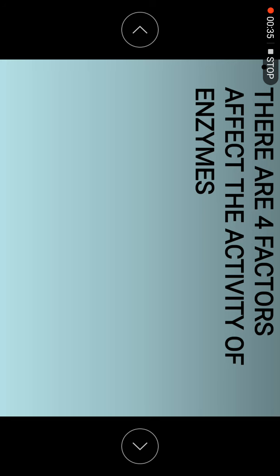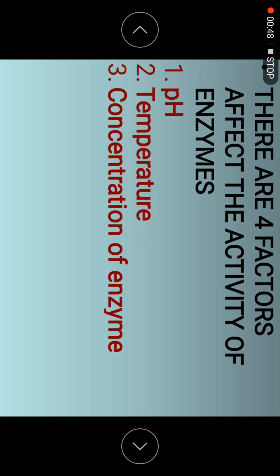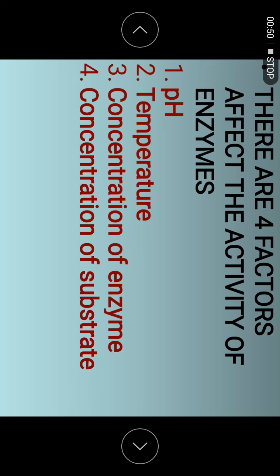So when you can speed up a reaction, that means there are certain factors that will affect the rate of reaction of the enzyme. We will see one by one here. There are four factors: the pH, the temperature, the concentration of enzyme, and also the concentration of the substrate. So there are four factors here that will affect the activity of the enzyme.